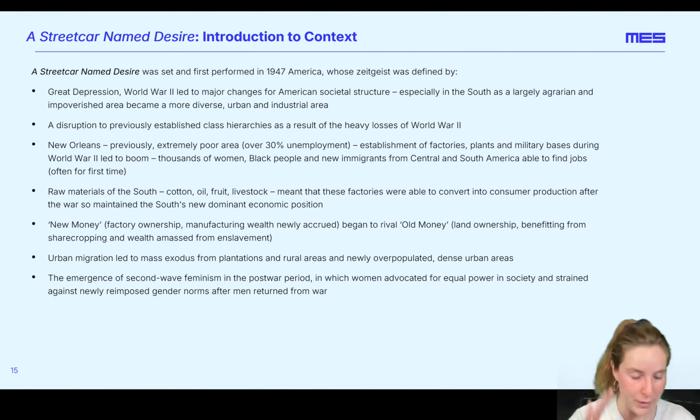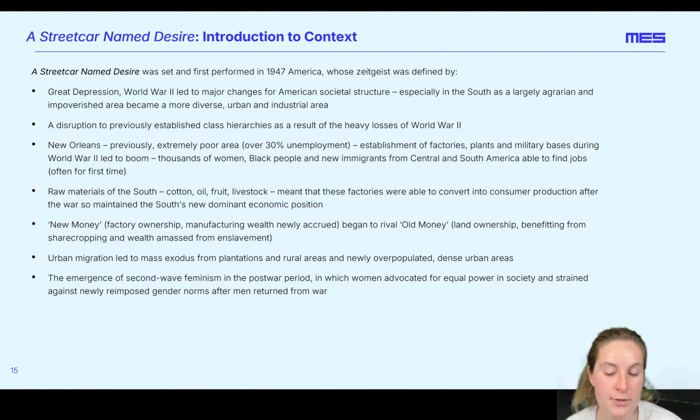So previously, plantations then sent their raw goods up to the North. The North had the factories. Now the South could stay and keep its own wealth in the South rather than really impoverishing itself by giving all of the money to the North. This idea of new money, so factory ownership, manufacturing wealth newly accrued, began to rival old money, which was land ownership, benefiting from sharecropping and wealth amassed from enslavement, which it is believed that Stella and Blanche's family's wealth originally stemmed from owning slaves.